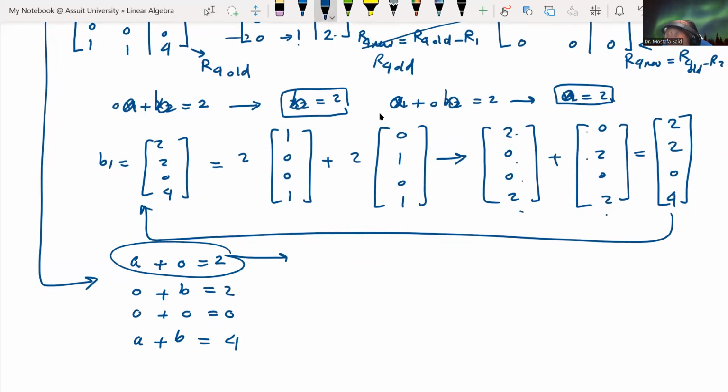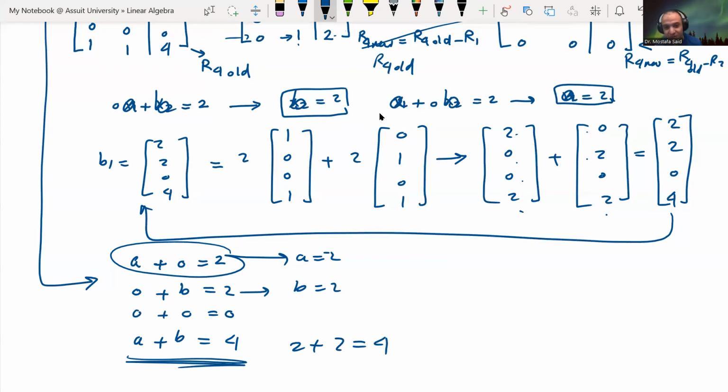From that equation, simply a equal to 2. No Gaussian elimination is needed. From that, b equal to 2. Again, no Gaussian elimination needed. But let's now check that equation, because that equation should be correct. So 2 plus 2, of course, equal to 4. So actually, we don't need Gaussian elimination. It's very simple to solve this system.